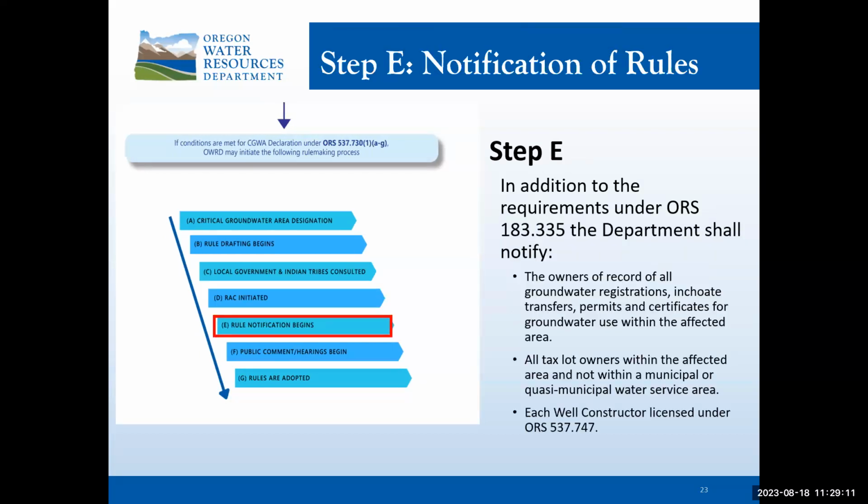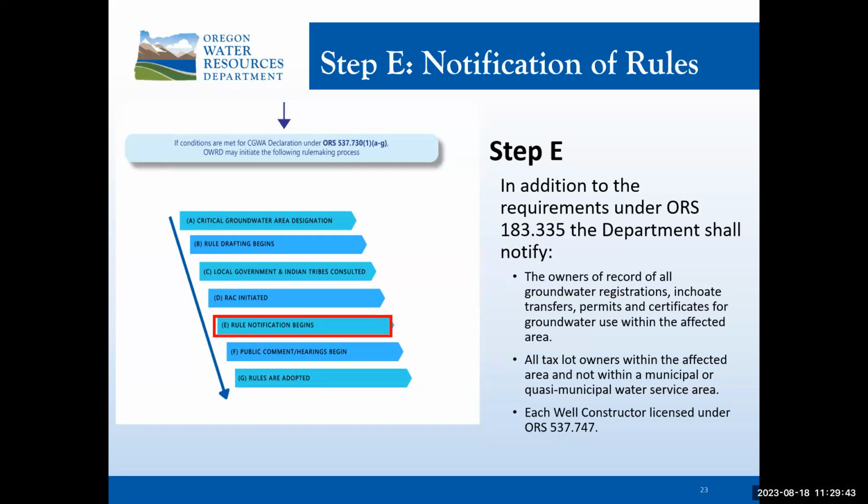So in step E, in addition to the requirements under ORS 183.335, which outlines how the rule notification will work, the department is also going to notify the owners of record of all groundwater registrations, inchoate transfers, permits, and certificates for groundwater use within the affected area. So this essentially means all groundwater users within the affected area that are permitted or registered, certificated, or in transfer.